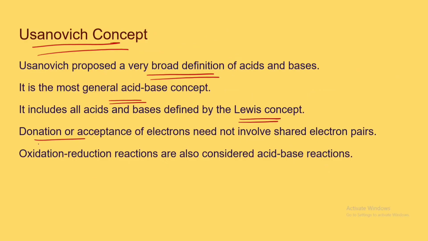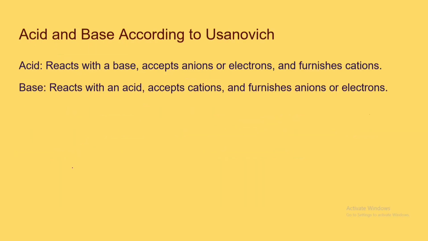Along with that, donation or acceptance of electrons is not considered only strictly in terms of electron pairs. So even if one electron is donated or accepted, even those reactions are considered as acid-base reactions. Based on this, even oxidation-reduction reactions, that is redox reactions, are also classified as acid-base reactions under this Usanovich concept.